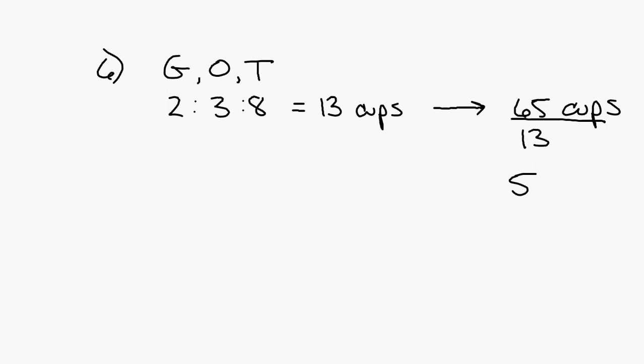What that's saying is that you need 5 times more than this recipe makes. So if you multiply each ingredient by 5, it's going to make the 65 cups. They ask you about the onions. When you use 3 cups of onions, you get 13 cups of salsa. So if you multiply your 3 times 5, you get 15 cups of onion.